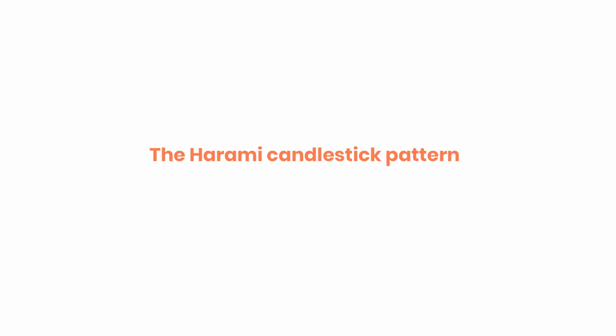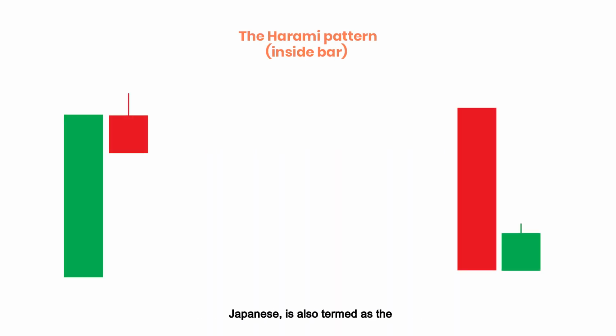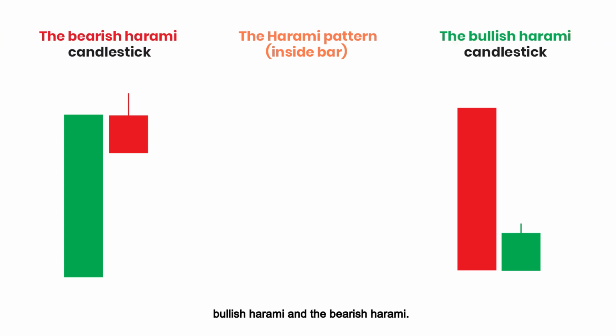The harami pattern, inside bar. The harami pattern, which means pregnant in Japanese, is also termed as the inside bar. It is considered as a reversal pattern. There are two harami patterns, the bullish harami and the bearish harami.